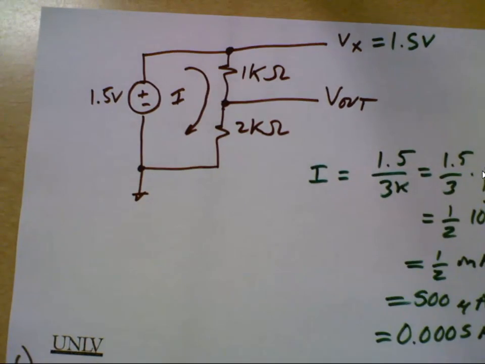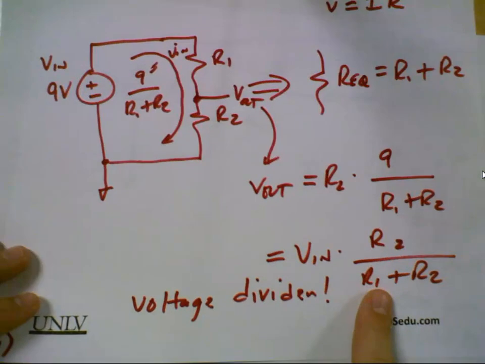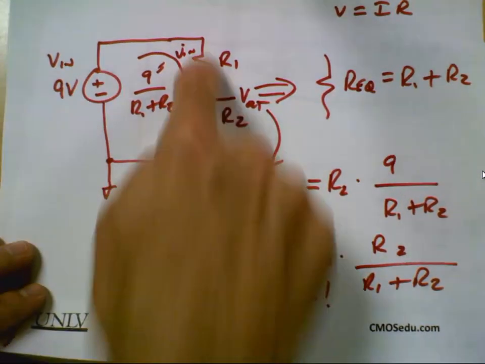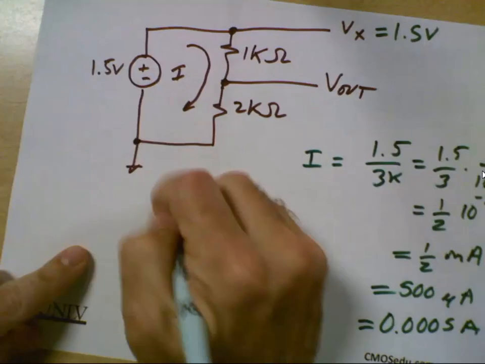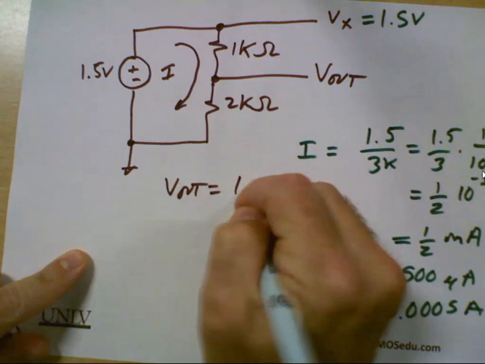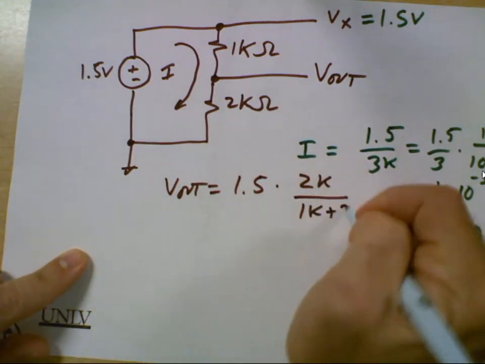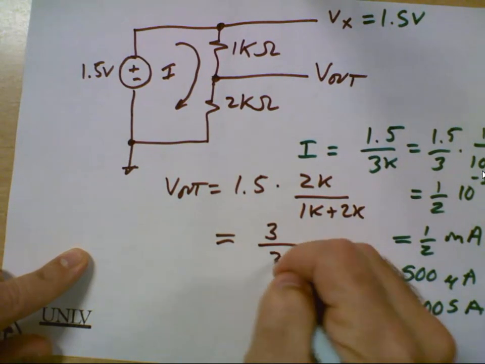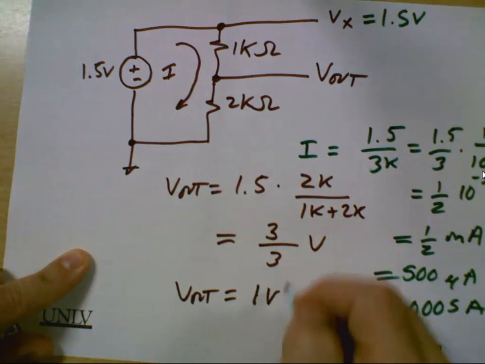But you know what? I don't want to use that. Does everybody see I got a milliamp flowing through 2K? I want to use my fancy-dancy equation right here. This voltage times the divider gives me that, so let me write it again. V out equals 1.5 times 2K over 1K plus 2K, which is 3 over 3 volts. So V out equals 1 volt.